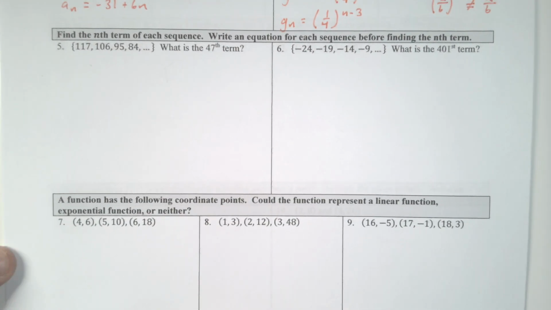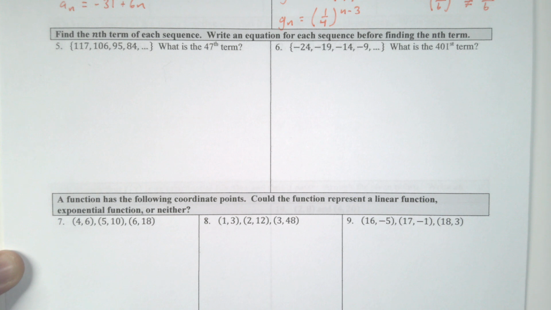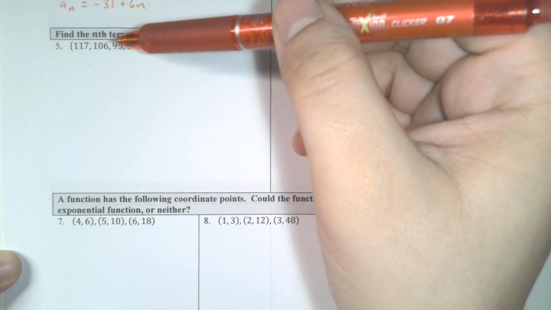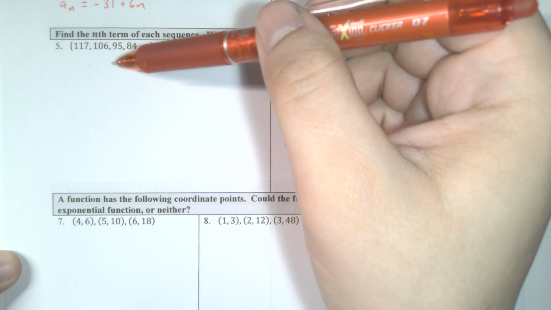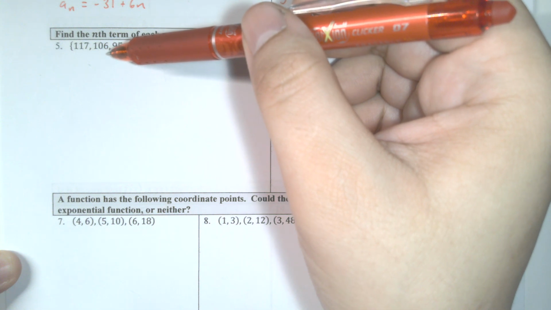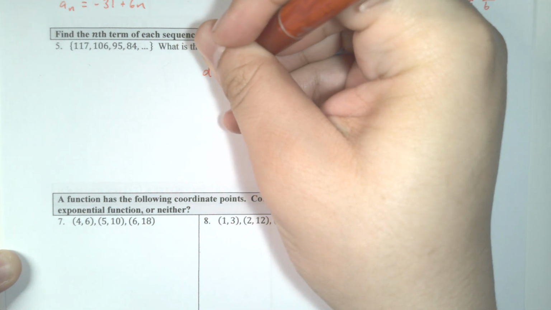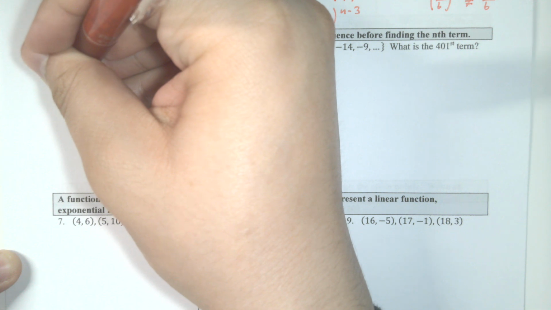Let's look at the next one. So I'm going to find the nth term of each sequence. So first, we need to find a formula that generates each of these sequences. So let's see, if we're starting with 117, to do adding or subtracting, looks like we have to subtract 11, subtract 11, subtract 11. So our common difference here is minus 11. And that means that we have an arithmetic sequence.